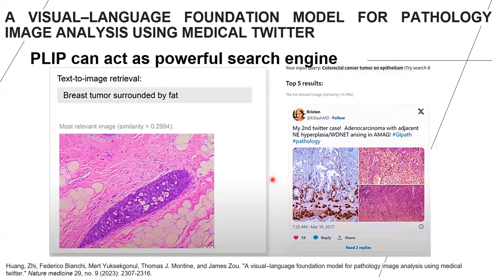So PLIP can act as a powerful search engine. This is one of the demos of their paper. If you type breast tumor surrounded by fat, it is able to retrieve the image with a 30% recall rate, and it is the correct image. And similarly, if we type this query, it will bring the result which is related to this type of cancer. That is one of the contributions of their work, that PLIP can perform as a powerful pathology search engine.